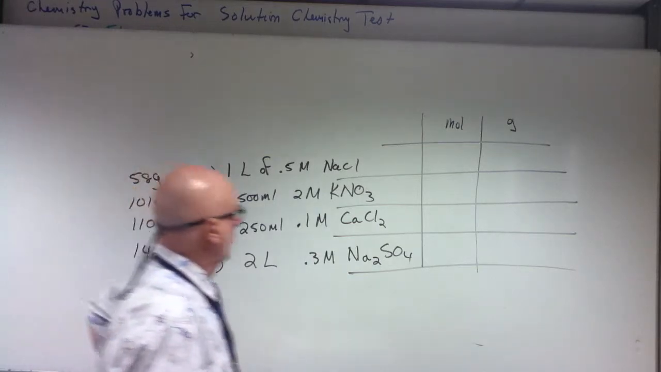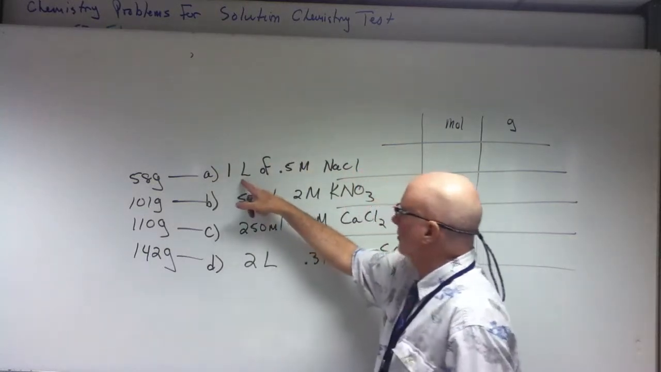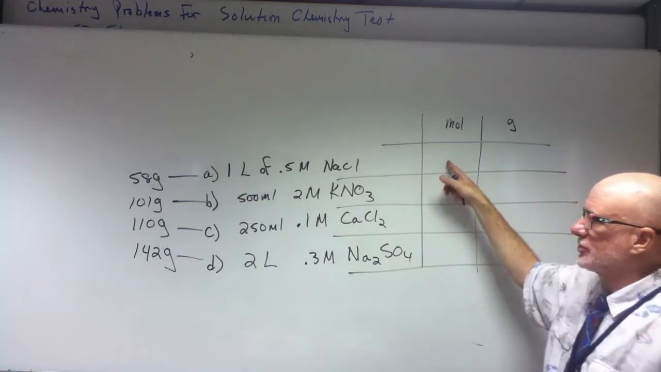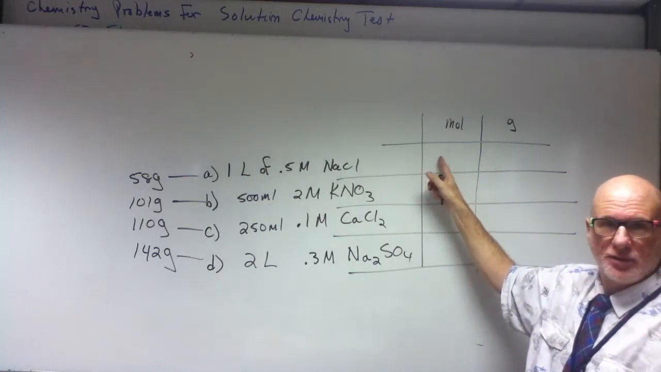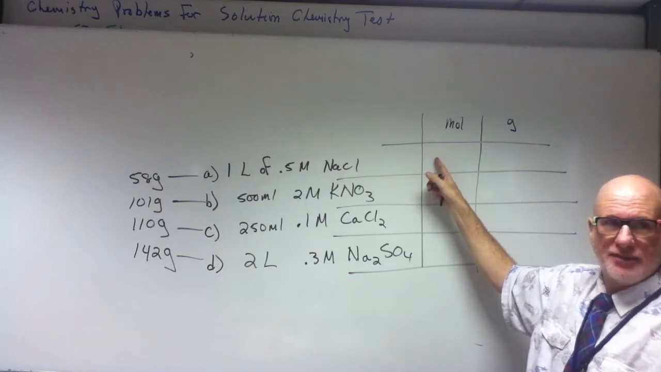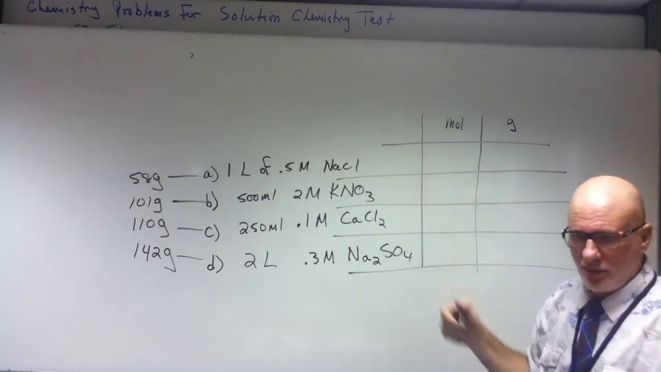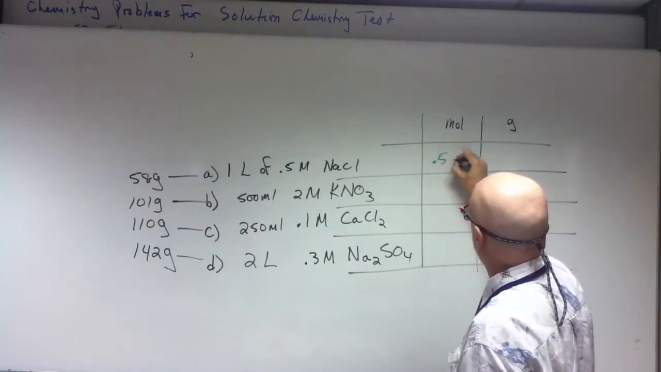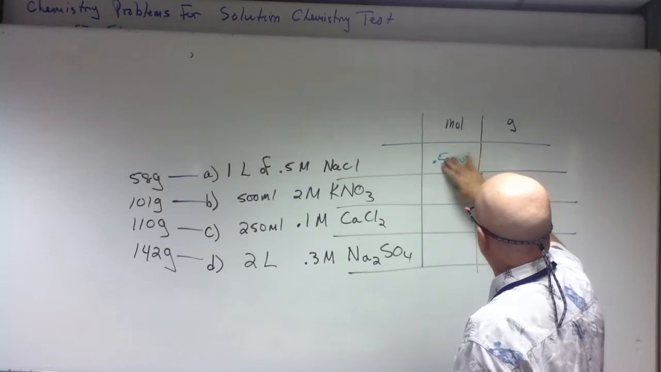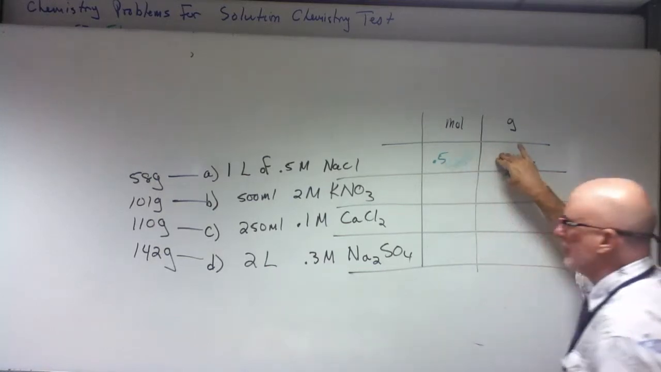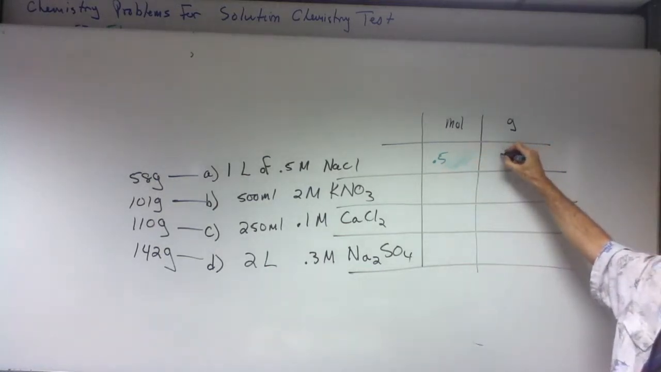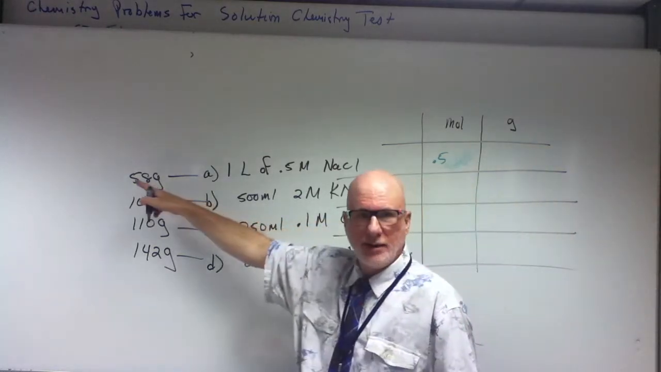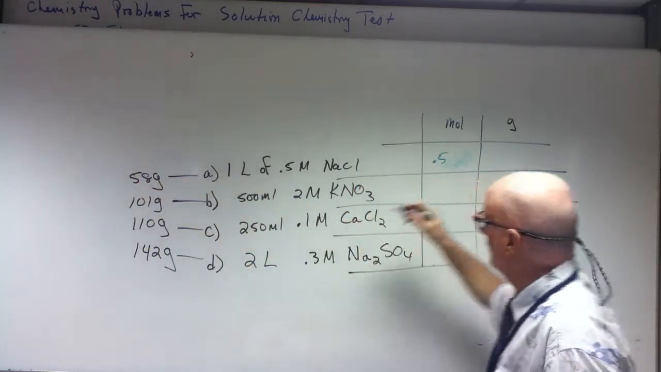All right, good. Now, so I have 1 liter of 0.5 molar. So what's the number of moles that I have? Right? 0.5 molar, right? 0.5 moles. So I don't need to do this. So 0.5 moles, and then the mass would be what? No? Half a mole, man. That's 1 mole, right? 29, right?